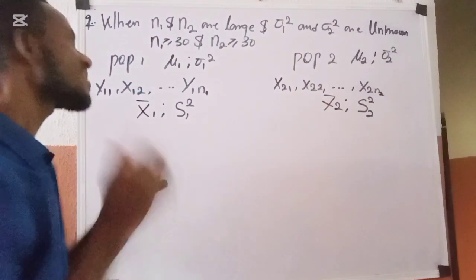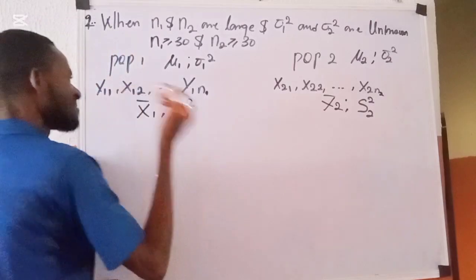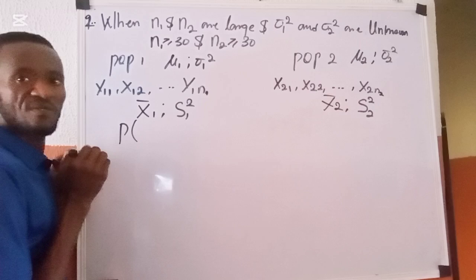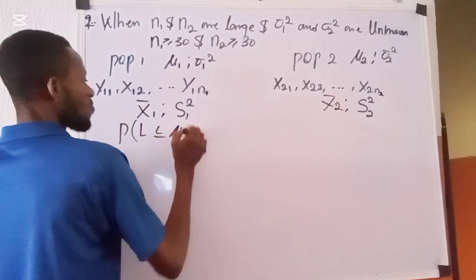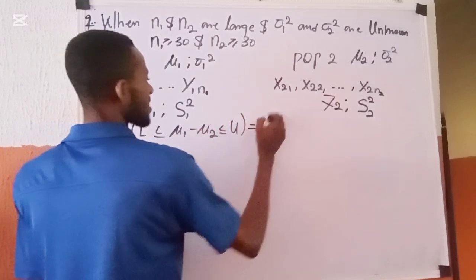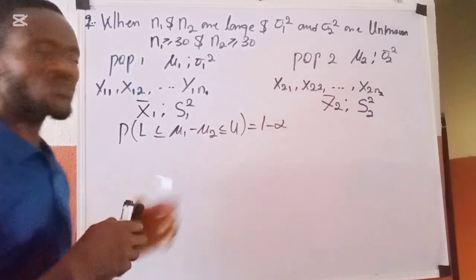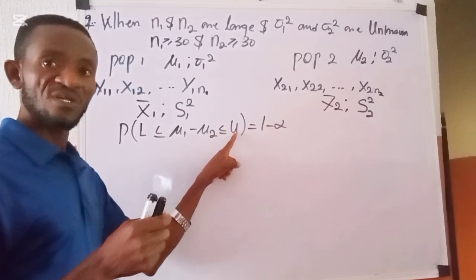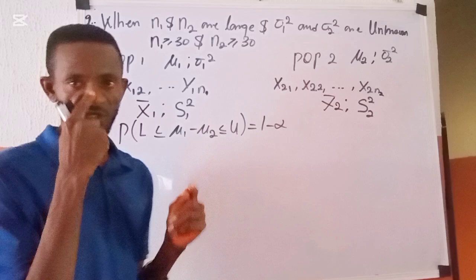Now, you move ahead. Remember that your interest still remains that you are looking for P such that L is less than or equals to mu 1 minus mu 2 less than or equals to U, that will satisfy the condition 1 minus alpha. So the concern becomes, what is going to be the true value of L and U that will satisfy this confidence level under this condition.